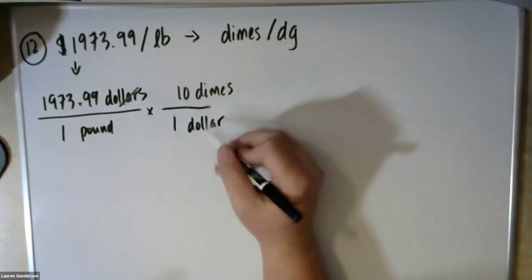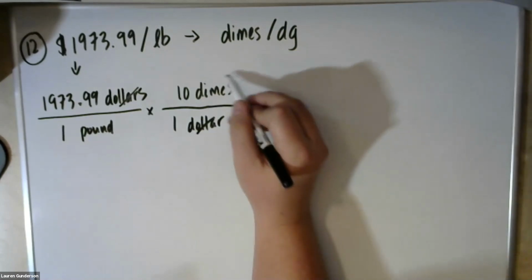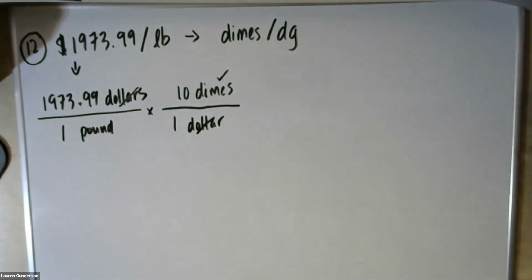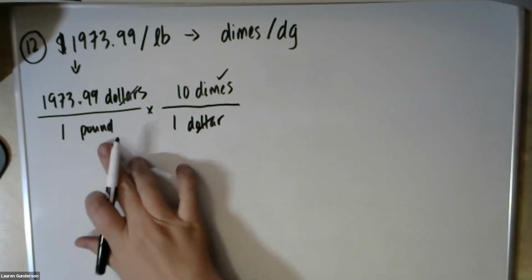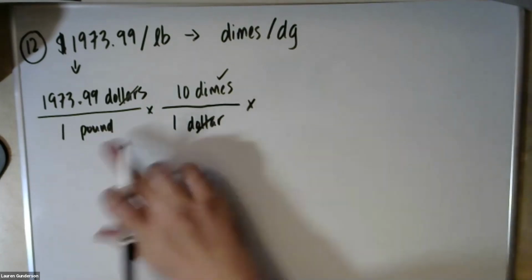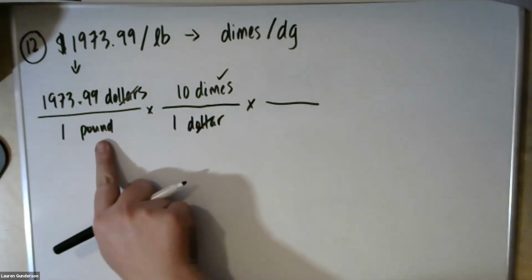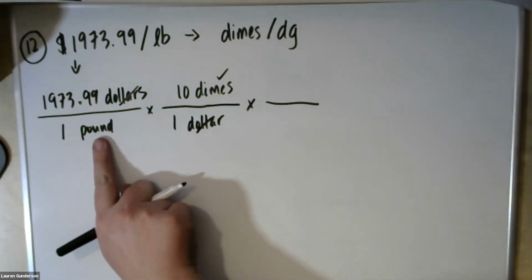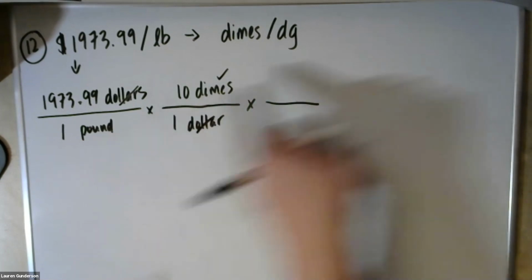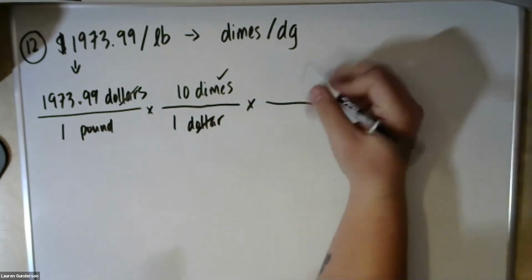Okay, so my unit of dollars cancels out, and I have a unit of dimes up top, which is good. I can leave that there. So now I have to work on converting pounds into decigrams. I have pounds in the bottom of my fraction bar here in the information that I was given, so it needs to go up top of my conversion so it cancels out.